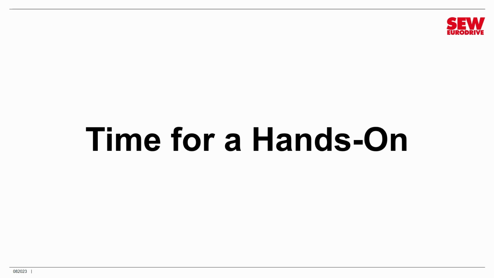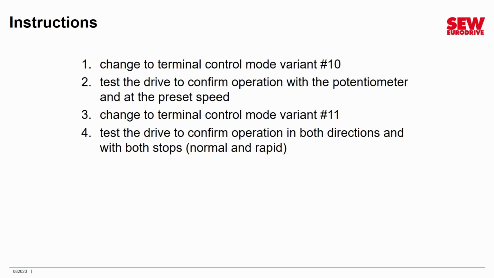I think it's time for a hands-on here so you can play with these 2 and see how they work. So here's what I'd like you to do. I'd like you to change to terminal control mode variant number 10. Then test the drive to confirm its operation with the potentiometer and at the preset speed. Once you're happy with that, change to terminal control mode variant number 11 and test the drive to confirm operation in both directions and with both stops, both normal and rapid.